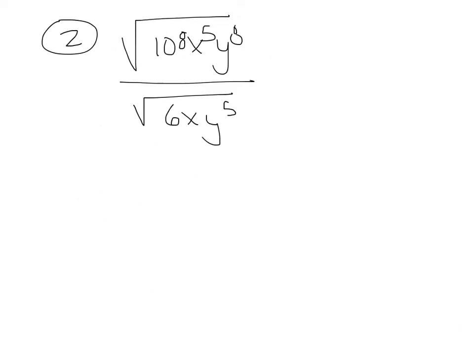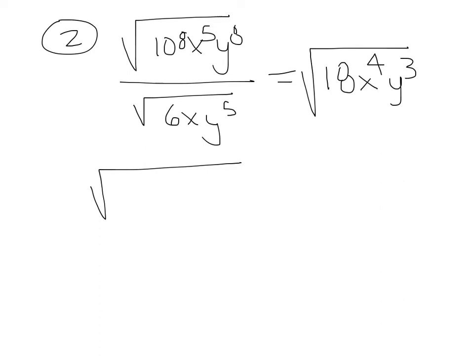When dividing two radicals, we can divide the radicands and put the result under the same radical. And so in this problem we would have 108 divided by 6, which is 18. X to the 5th divided by x is x to the 4th. And y to the 8th divided by y to the 5th is y cubed. Now, the 18 can be broken into a 9 and a 2. I like that because 9 is a perfect square. X to the 4th is also a perfect square.